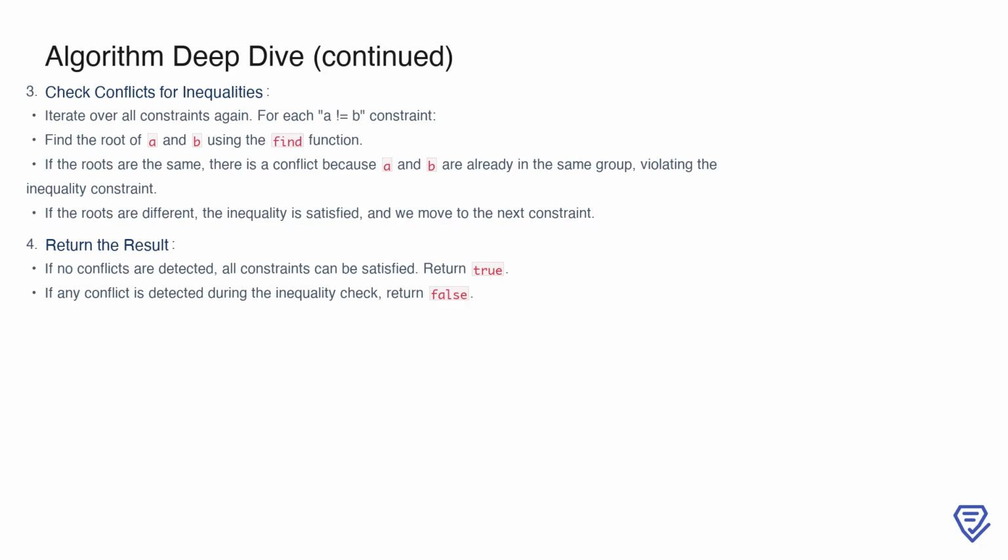On the other hand, if the roots are different, the inequality is satisfied, and we can safely continue checking the remaining constraints. At the end of this process, if no conflicts are found, it means all constraints can be satisfied, and we return true. However, if a conflict is detected at any point during the inequality check, we immediately return false, as the constraints are unsatisfiable.